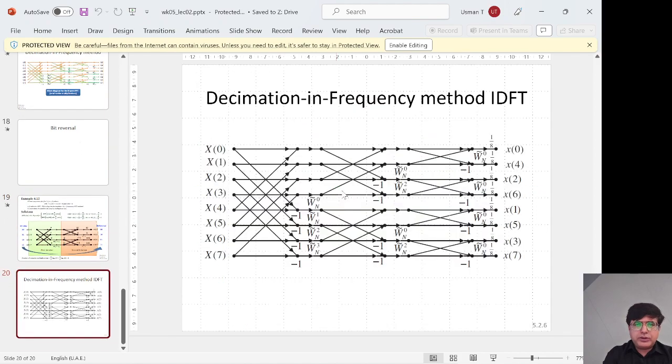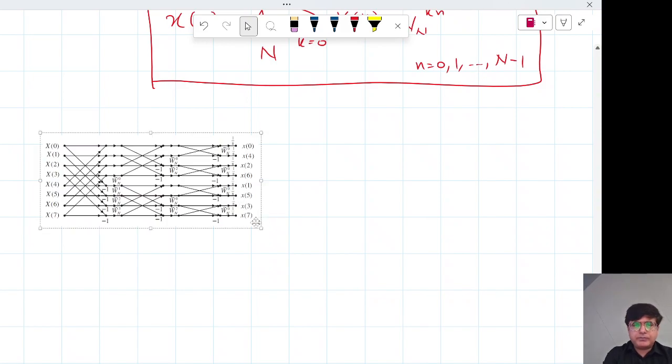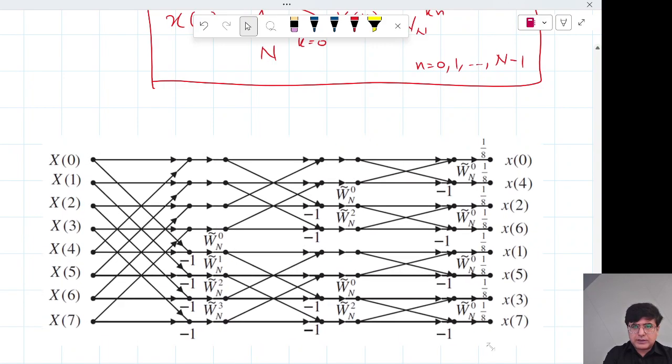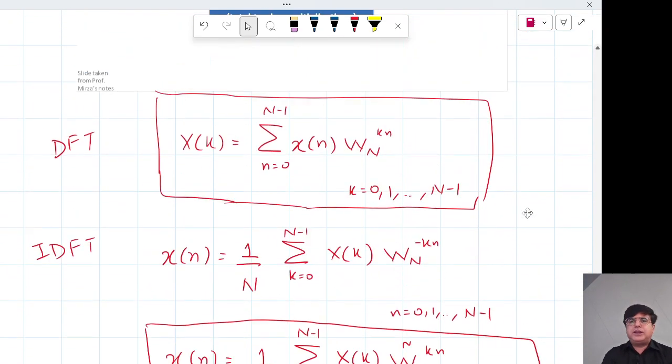But what you do, let me just copy it here. You replace w subscript n with w subscript n tilde, right. In place of having the input signal as the input, you have the DFT coefficients as the input, and at the very end you just divide by 1 over 8, and then you will get the signal as the output. And the output order will be changed in the same way as in the forward DFT.